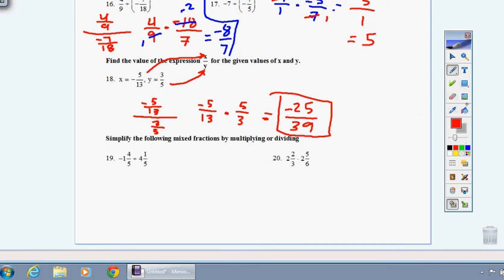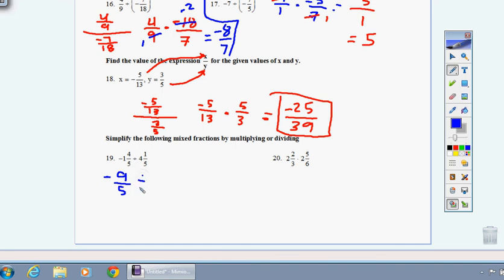Alright. What happens if I am solving or simplifying mixed fractions by multiplying or dividing? Well, first things first, I don't like these mixed numbers. Let's turn them into improper fractions, or let's turn them into fractions that will be easier to do this with. So, remember from last lesson, if I want to turn this into an improper fraction, I'm going to do 5 times 1, which is 5, plus 4 is 9, so I have 9/5, and then I have to add that negative in at the end. So wait until the end to add the negative in.